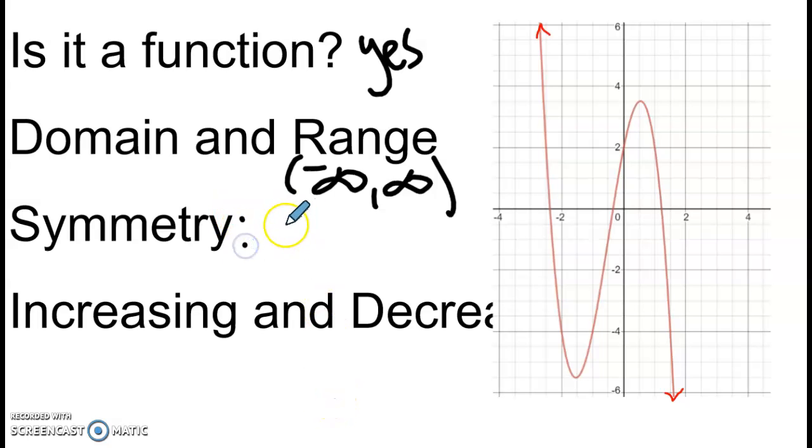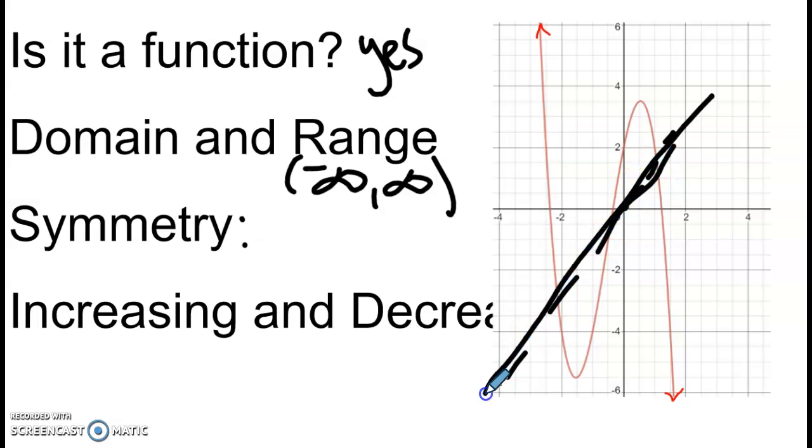Symmetry, we're going to be talking about symmetry across the y-axis, across the x-axis. Well, it can't be symmetric across the x-axis, it wouldn't be a function. Symmetry across the y-axis or across the origin. And this one doesn't have that kind of symmetry. If I fold this graph on the y-axis, it's not the exact same on the right and left. And if I look across y equals x, which would help me across the origin, it's not the same across y equals x.